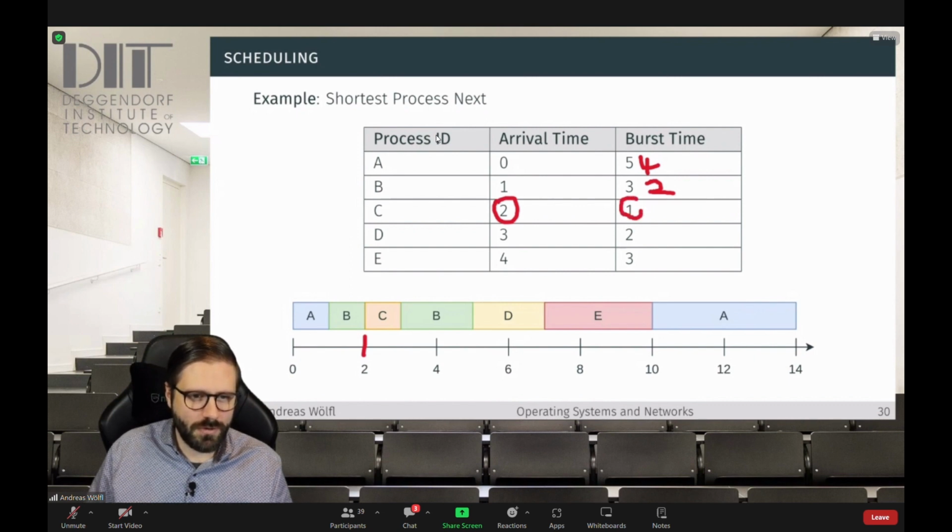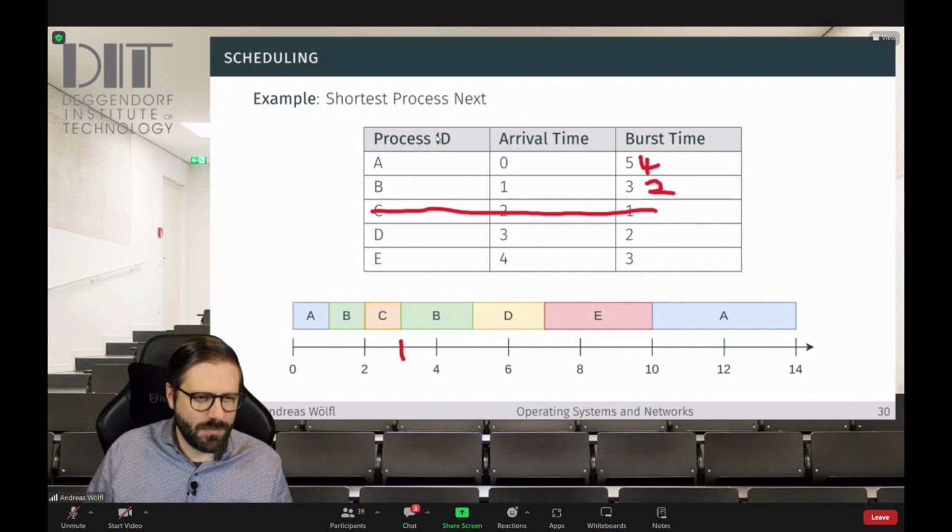C has a burst time of 1. 1 is smaller than 2 and also smaller than 4. So the shortest process in our list of runnable processes is C. So we do a context switch again. At time 4, C is out of the system because C only requires the CPU for a single time unit. Is good.